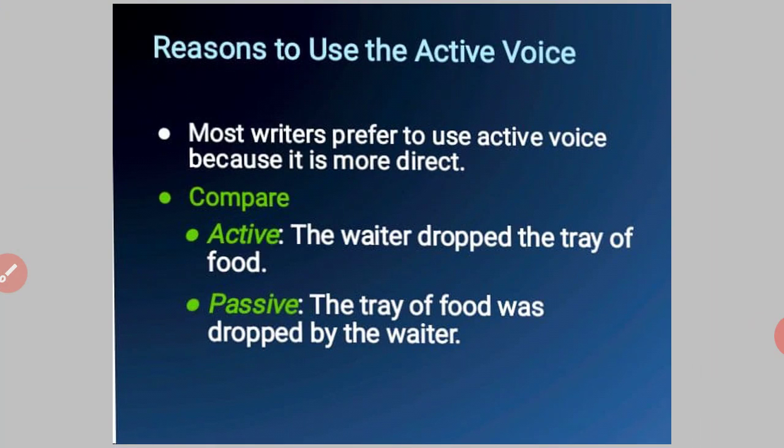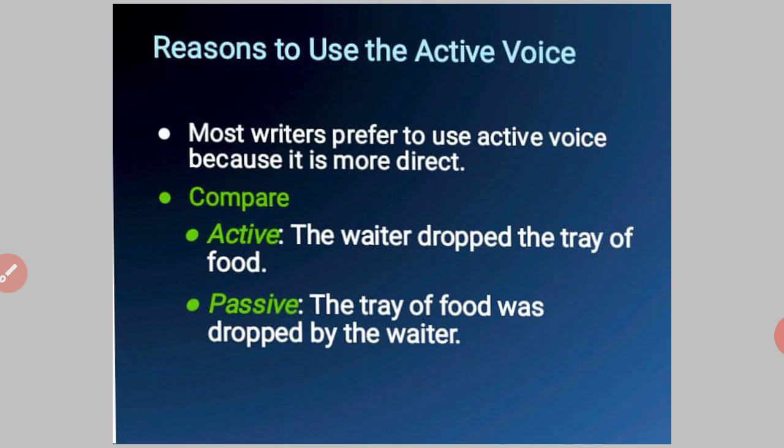Reasons to use the active voice. So why do we use active voice? Yes, most writers prefer to use active voice because it is more direct. Why is it direct? Sometimes we say direct or direct, okay? It depends on our Asian pronunciation, American and British pronunciation. It's different, okay?